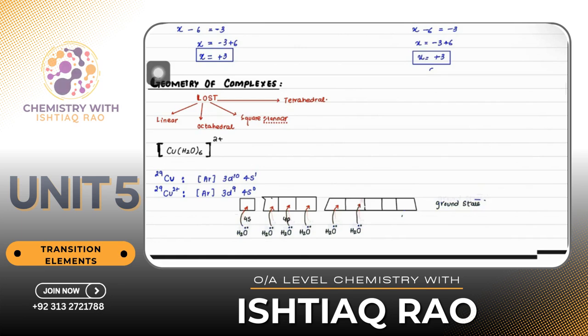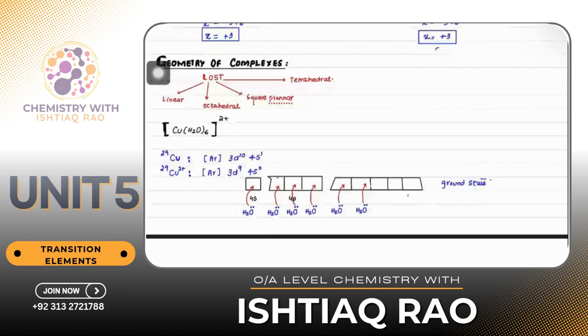Let's say this is the complex CuH2O6, right? Since you have six water ligands in it, you can see copper is 29. The common configuration for copper is 3d10 4s1, and copper plus 2 is 3d9 and 4s0.